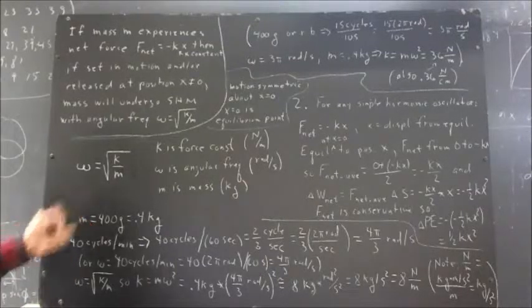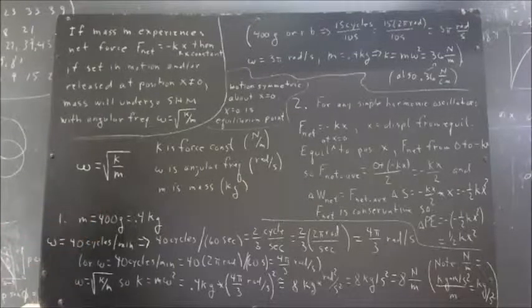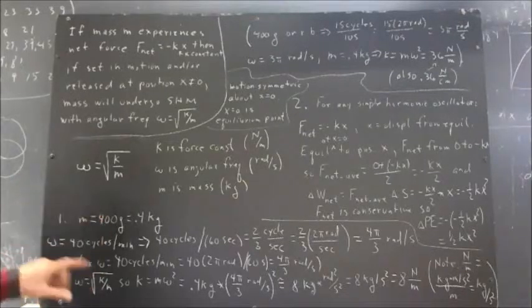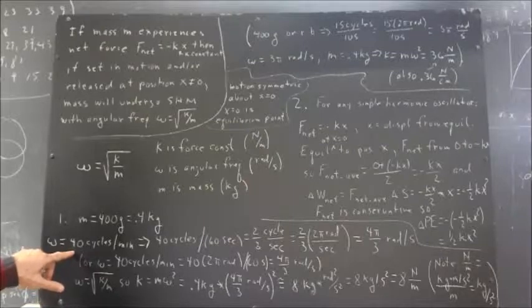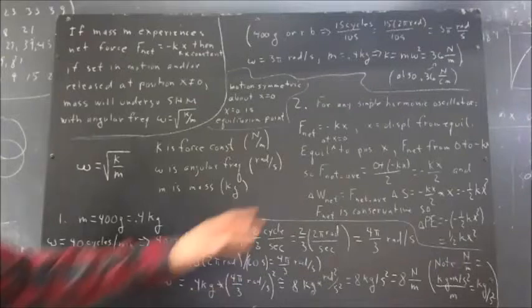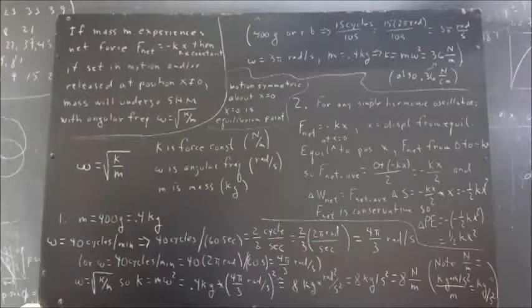When a 400 gram mass, or 0.4 kilogram mass, undergoes simple harmonic motion with frequency 40 cycles per minute, which is of course the same as 4 pi over 3 radians per second.